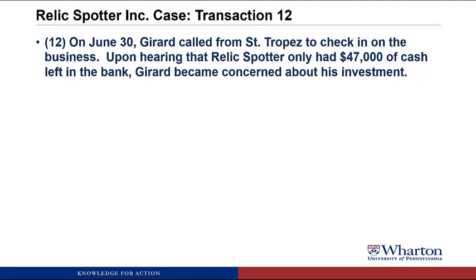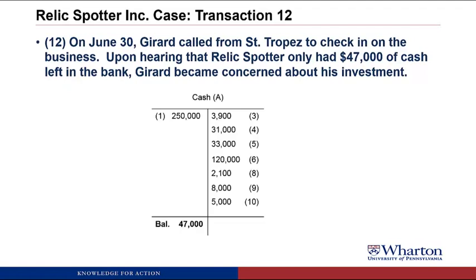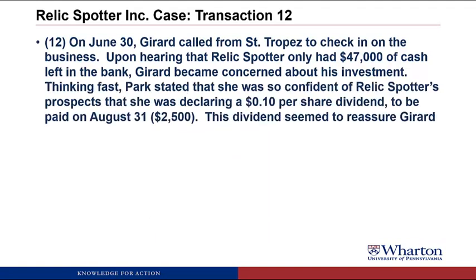Now there's more to this transaction, but I want to cut in here for a second to show you how we could figure out how much cash Relic Spotter has in the bank. If we bring up the cash T account, at this point we could draw a line, add up the debits, add up the credits, subtract the credits from the debits, and we'd have a balance of $47,000. So at any point you can draw a line and figure out a balance, and at this point we have $47,000 in the cash account. Okay, back to the rest of the transaction.